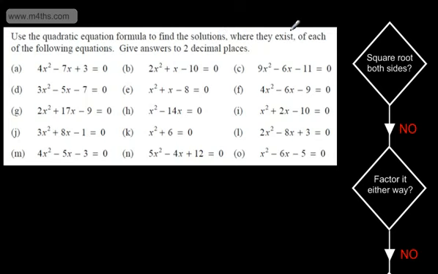Now, where it says where they exist, this is talking about real solutions. As you go later on in your studies, you will look at the complex roots or imaginary roots of quadratic equations. For now, when we say real numbers, these are the numbers you and I know. So 5, 2.7, minus 3.8, they're not imaginary numbers.